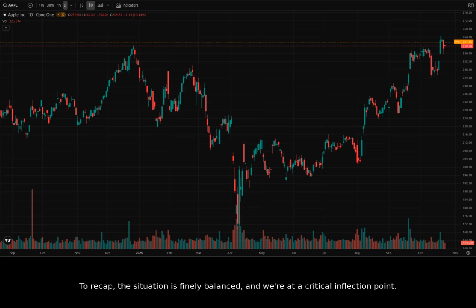To recap, the situation is finally balanced, and we're at a critical inflection point. Your key resistance level to watch is the all-time high of $265.29. Your key support levels are the immediate low at $255, followed by the more significant zones at $245 and $226. The market is currently in a state of indecision, likely waiting for the next major catalyst.